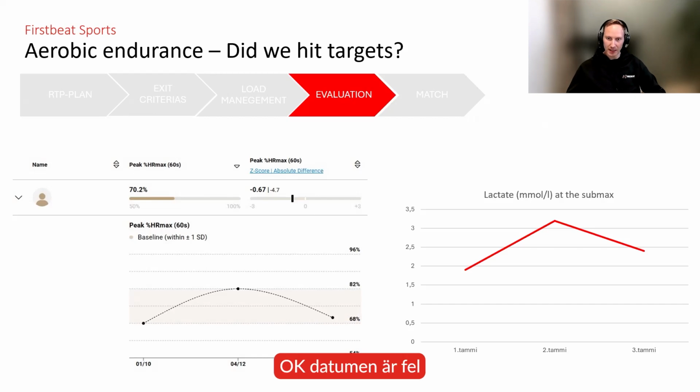Okay, the dates are wrong, but the story is the same. So on the 4th of December, they got the worst values, and then they improved again in January.